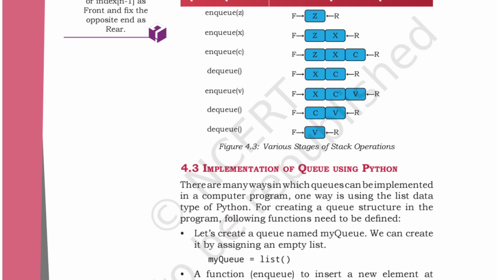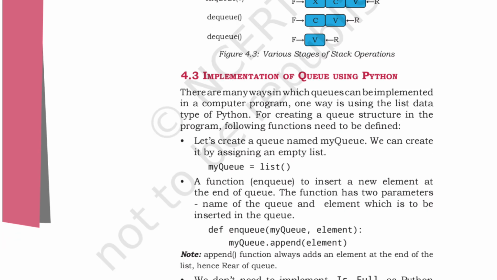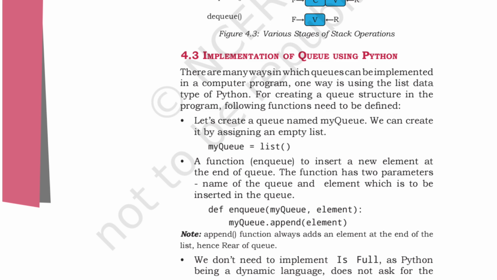Implementation of Q in Python. Now what will happen? There are many ways in which queues can be implemented in a computer program. One way is using the list data type of Python. For creating a queue structure in the program, the following functions need to be defined. Let's create a queue named myQueue. We can create it by assigning an empty list. myQueue, and the list is empty.